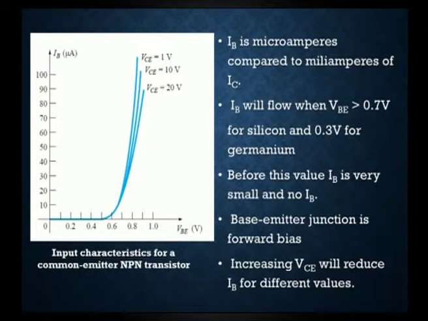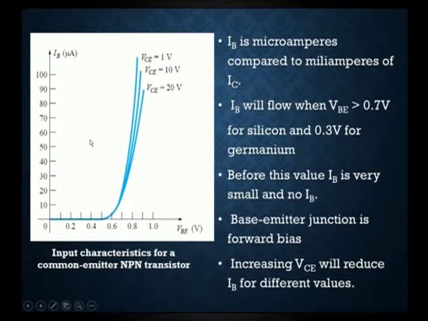So, next we move on to the input characteristics. For studying the proper behavior of the common emitter configuration, we need to study the input characteristics. The input characteristics can be studied by plotting input current against input voltage, that is, input current IB and input voltage, the base to emitter voltage. We can plot it on the y and x axis respectively.